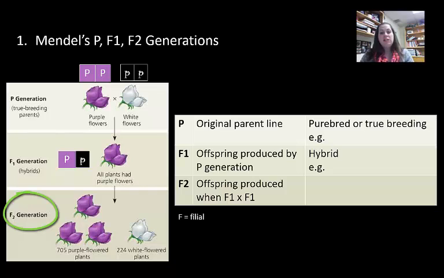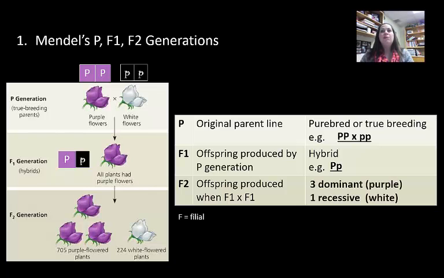So in the parent generation, if you notice here, that's the parent line, true breeding. We had a big P crossed with the little p. This resulted in the F1 generation, which caused hybrids, big P, little p. Now, when we take these hybrids and we cross them, we're going to see we get 3 dominant with the purple, and we get 1 recessive.